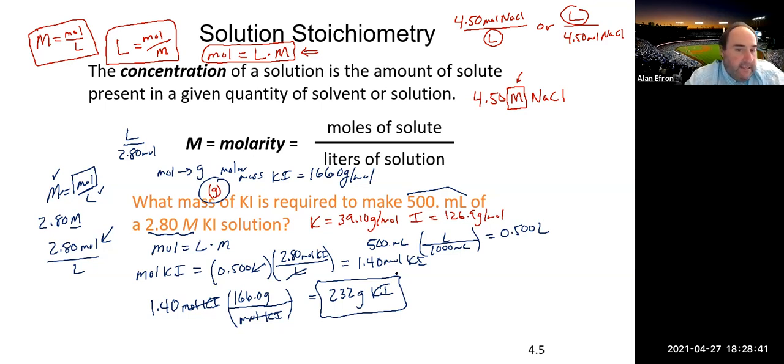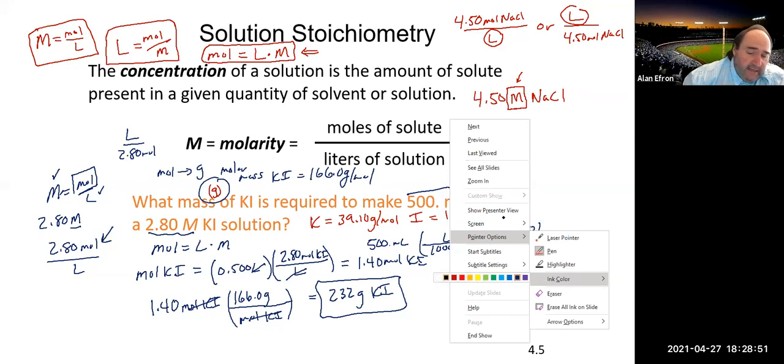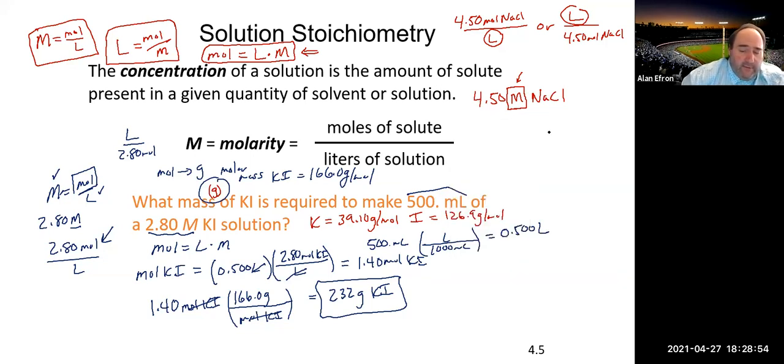So what does that number really represent? Well, that number represents what you should do: go to the shelf, grab out the potassium iodide, and weigh out 232 grams of it. Maybe grab a very badly drawn volumetric flask here. That's 500 milliliters. Put your 232 grams in there, and the rest should be some water. Fill it up to the line, which would represent 500 milliliters in this case.